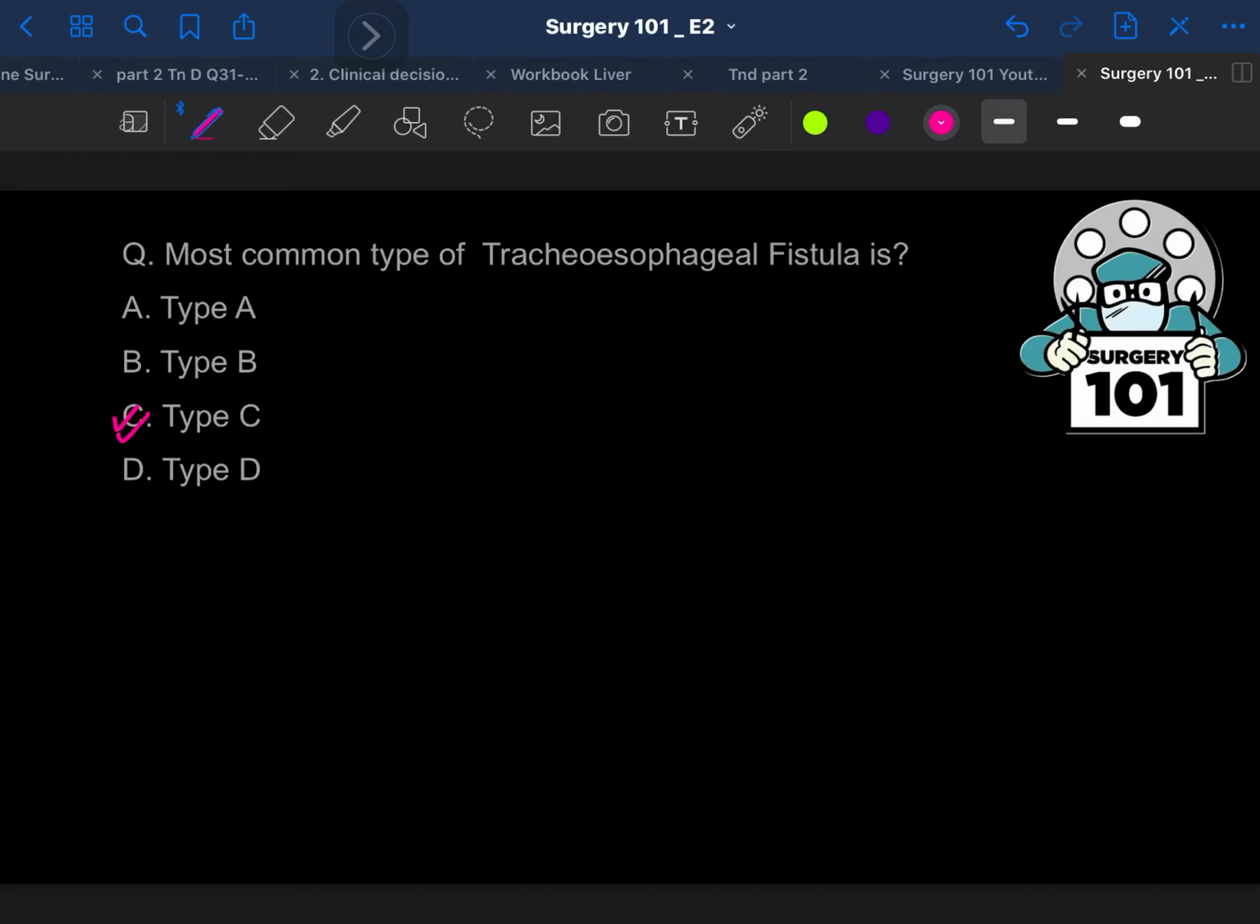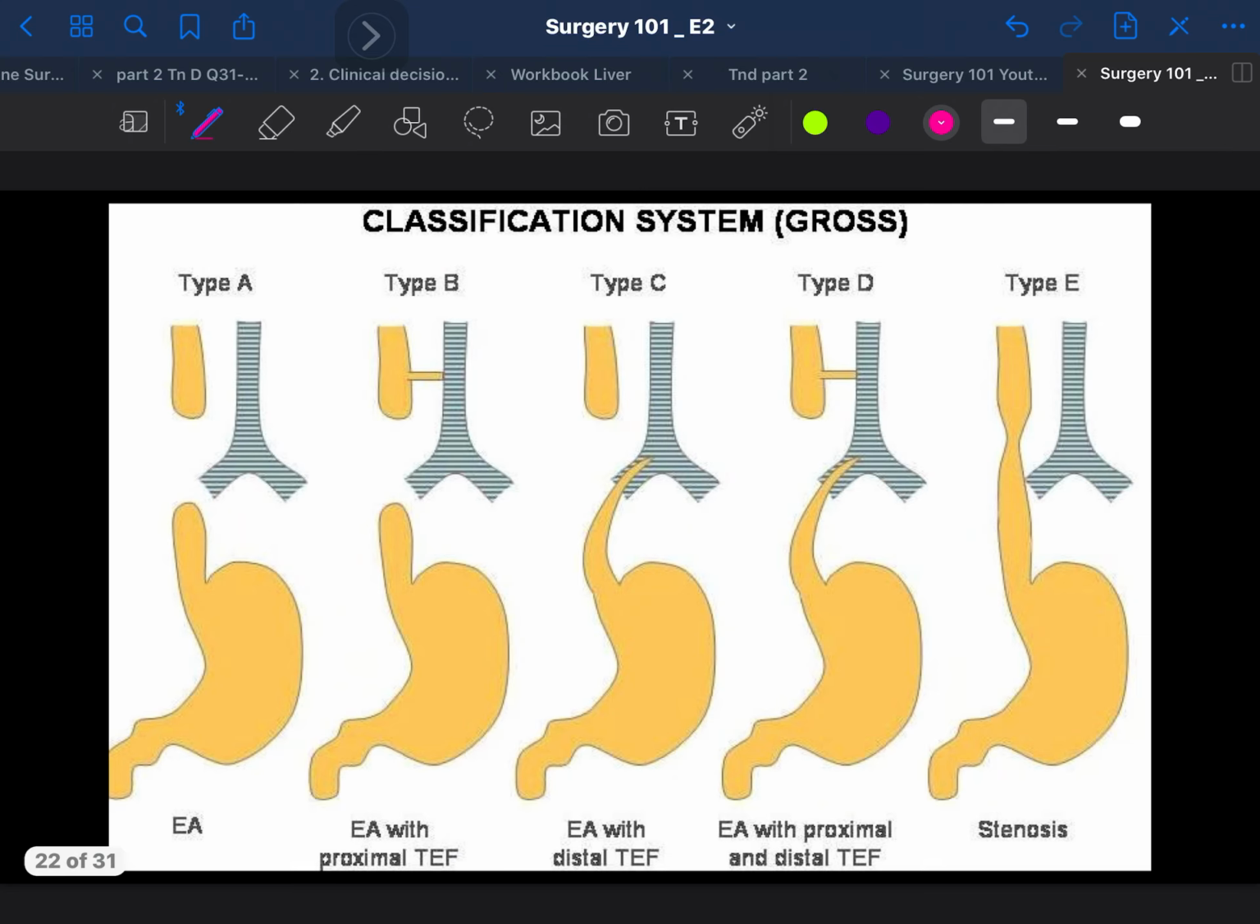Now what is tracheoesophageal fistula? Definitely that there is a fistulous communication, that is there is a communication between the trachea and the esophagus. That is what is a tracheoesophageal fistula. Now there are various types of the tracheoesophageal fistula. Which is the most common type? So type C is the most common type. So what is included in the type C?